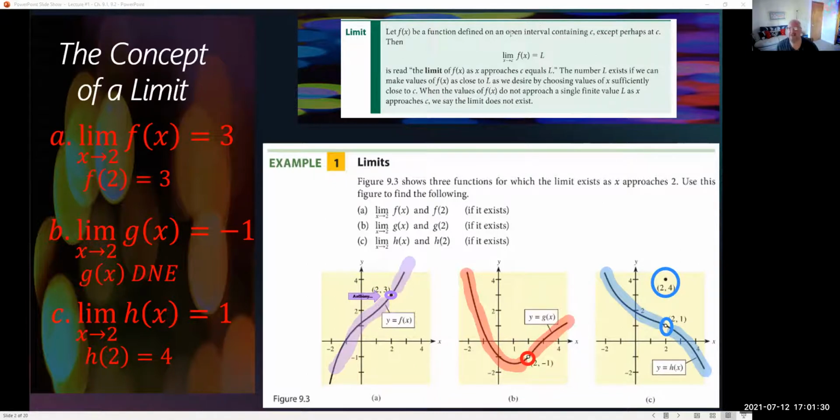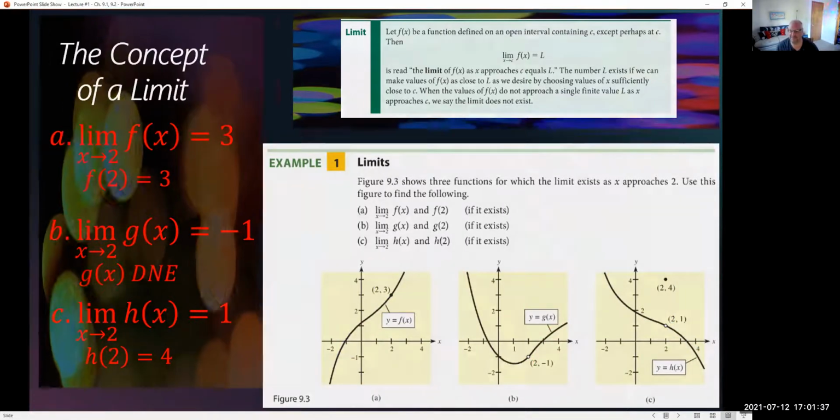All right, so that's what we have to say about limits. We have a lot more to say about limits, but that's just the intro stuff we need to be familiar with, okay?